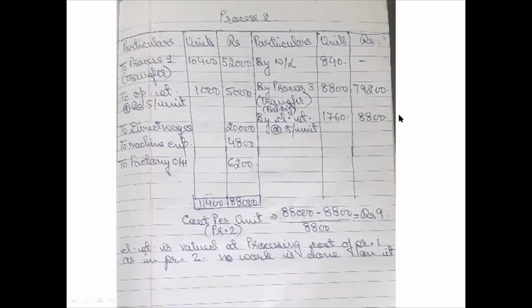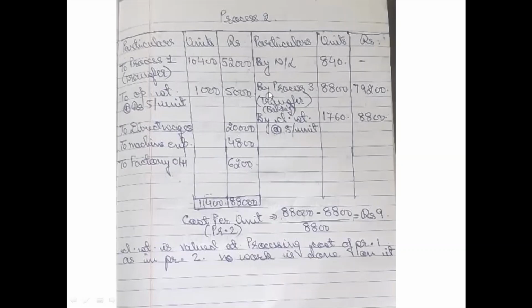8800 stock is still lying in the process 2. Next time when we are going to start, it will get transferred on the debit side. So 1760 is the closing stock and since no work has been done in the process 2 on these units, we are going to value it at a price of ₹5 only. So 8800 is the amount which we have quoted for these 1760 units.